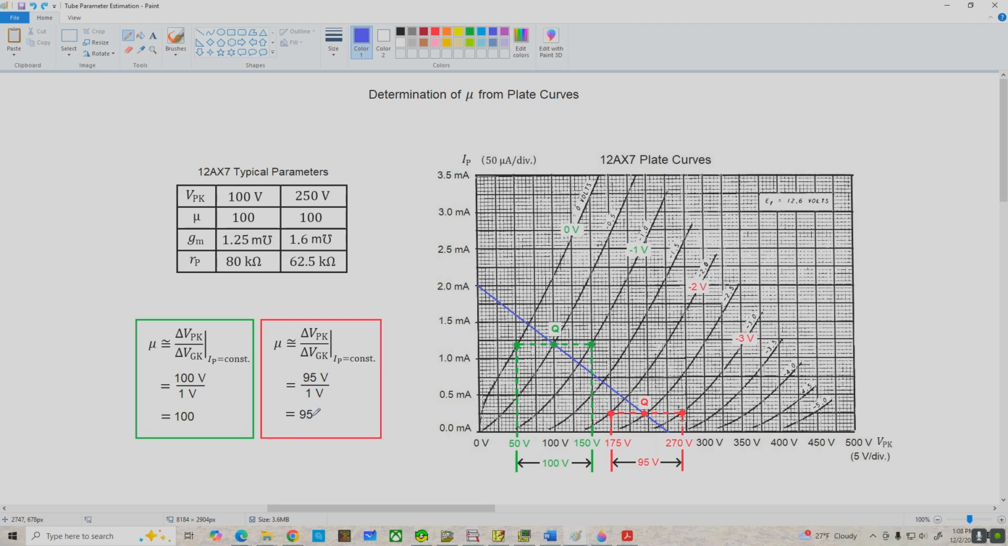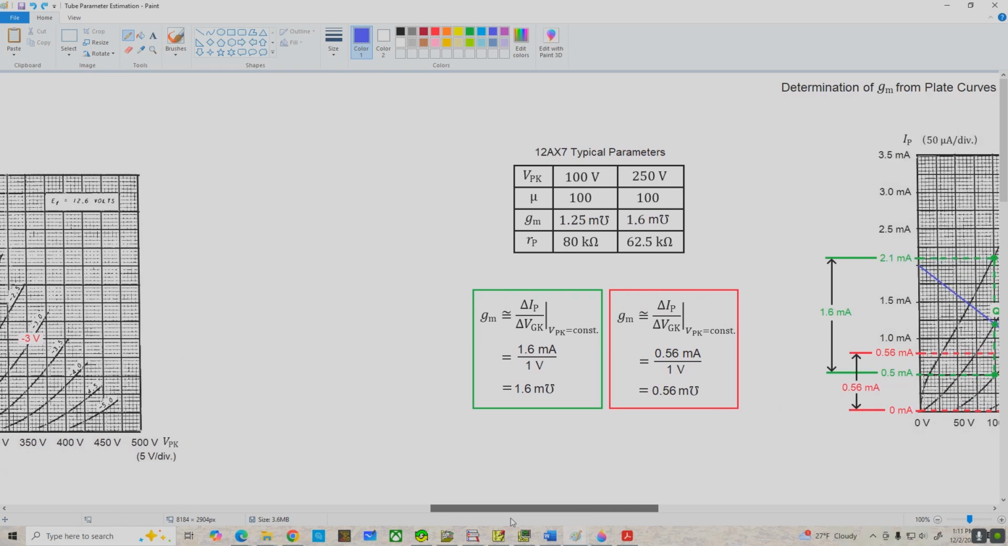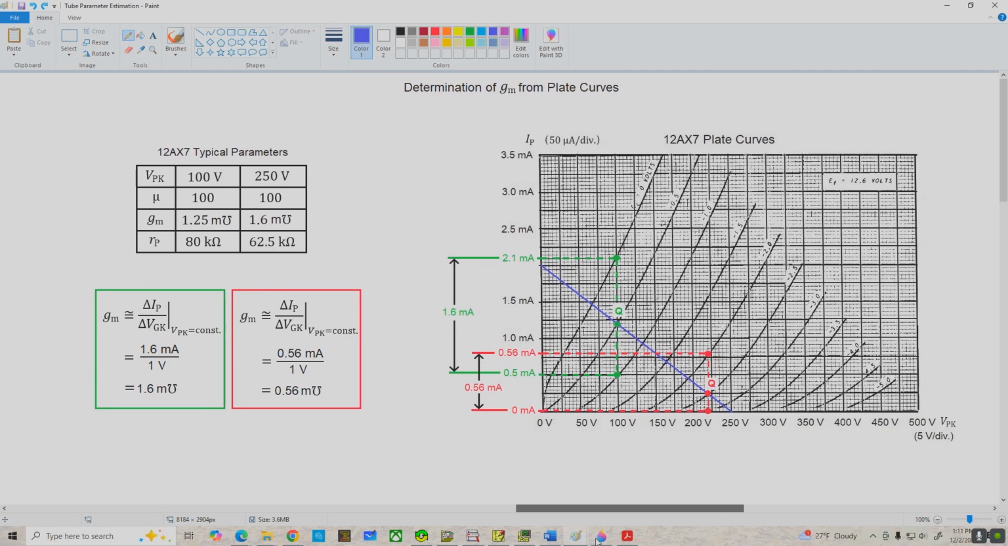So mu is a little bit lower over here, and it's still pretty close to 100, so that's why in the data sheet it's listed pretty much constantly as having a value of 100. But if we did want to know it more precisely, we can see that it does change a little bit, and over here it's closer to 95. Now let's go on over to the next page and determine transconductance for these two different Q points.